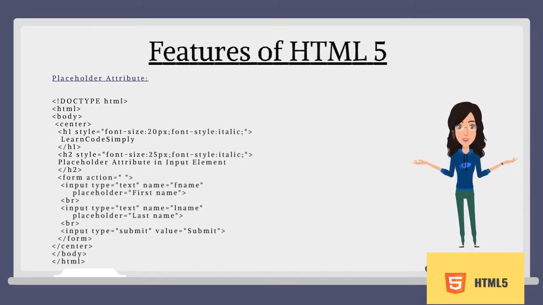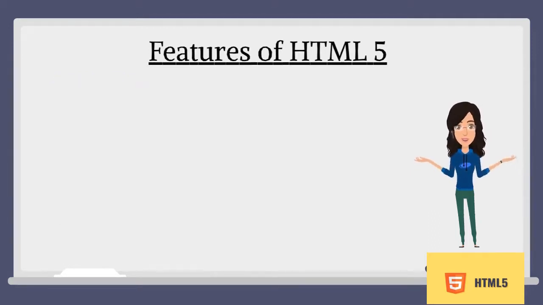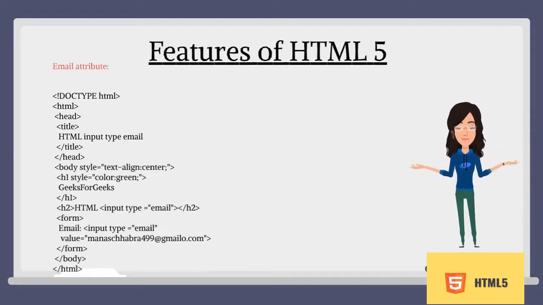You can see in the example there is a code where I use my first name and last name as a placeholder. So when the output comes, when you write the text area, it will show on the screen what value you have to write in that area. You can also see the output on the screen. The text area is supported by Google Chrome, Internet Explorer, Firefox, Opera, Safari, etc.